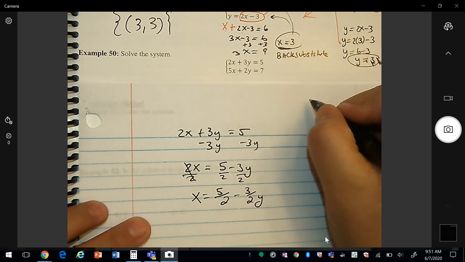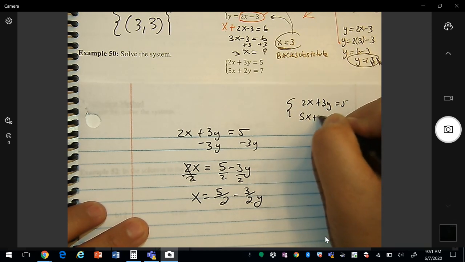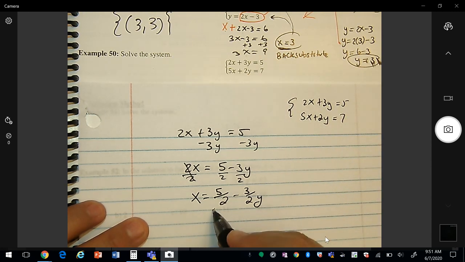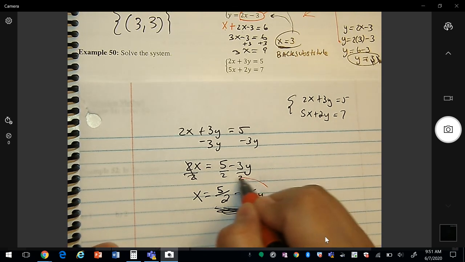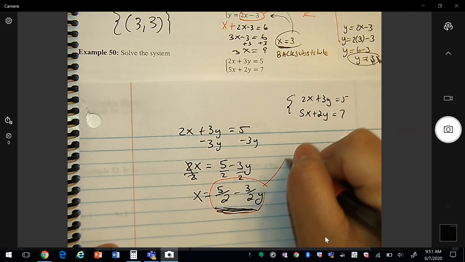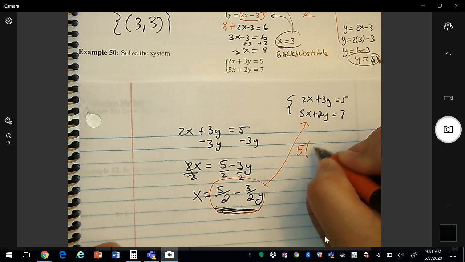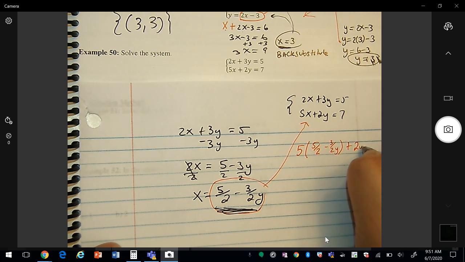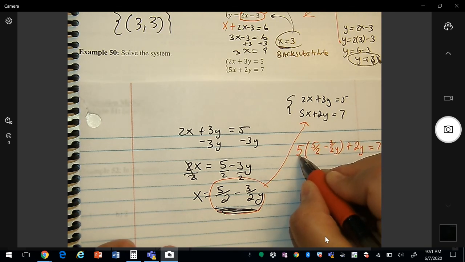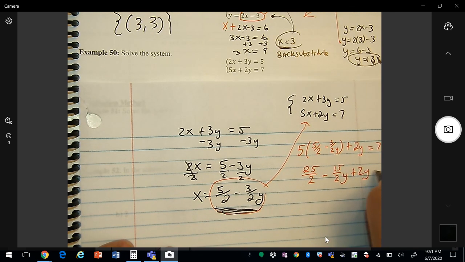Okay, so now let me write my equations here. Since we know that y is equal to 5 halves minus 3 halves y, then you take this answer and plug it into the second equation that you didn't use. So in this case, for x, I'm going to replace it with 5 halves minus 3 halves y, plus 2y equals 7. So 5 times 5 is 25 halves, 5 times 3 is negative 15 halves, and then plus 2y equals 7.